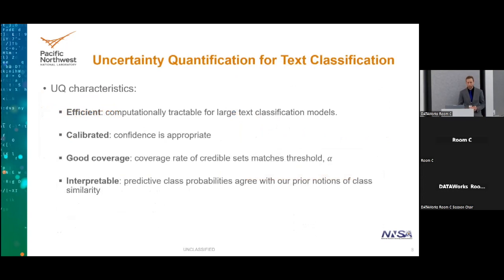All right, and so this brought us to the second portion of this work, which is the uncertainty quantification in text classification. So for us, what is important for uncertainty quantification? Well, for one, if we want to actually deploy these models and have analysts use them in near real time, they need to be computationally efficient. We can't have something training for days or have inference that takes that long as well. They need to be calibrated.